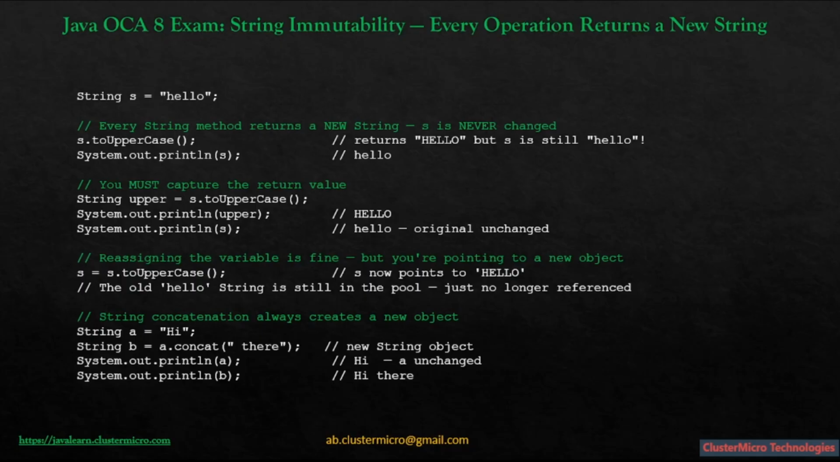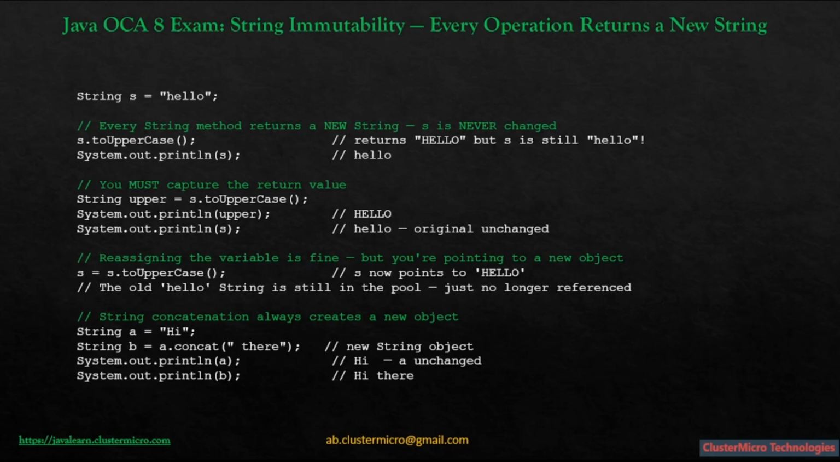As you see, we call toUpperCase on variable s. You might expect s to now hold HELLO in uppercase, but it does not. s still holds small hello in lowercase. This is because String is immutable. Once a String object is created, its content can never change. toUpperCase does not modify the existing string. It creates a brand new String object containing HELLO in uppercase and returns it. But we did not capture that return value, so the new string is created and immediately discarded.